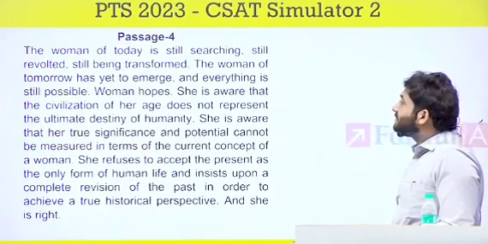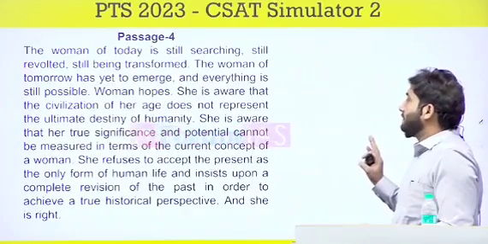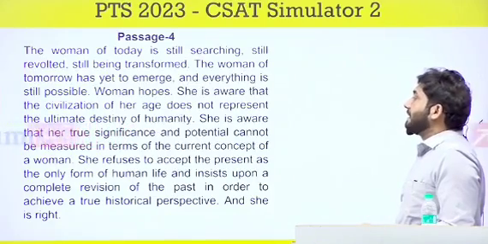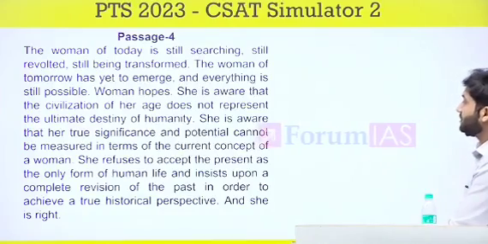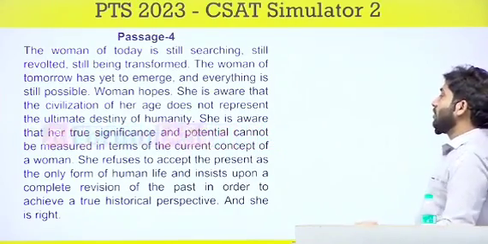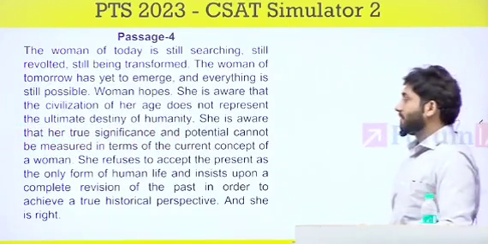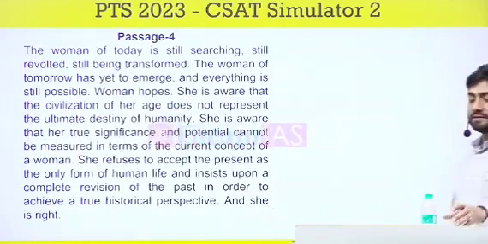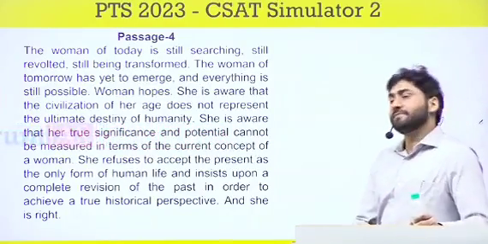She's aware that the civilization of her age does not represent the ultimate destiny of humanity. She is aware that her true significance and potential cannot be measured in terms of the current concepts of a woman. She refuses to accept the present as the only form of human life and insists upon a complete revision of the past in order to achieve a true historical perspective. And she is right. So how this is being discussed from the women's perspective, how the present limitations should not be the defining factor.